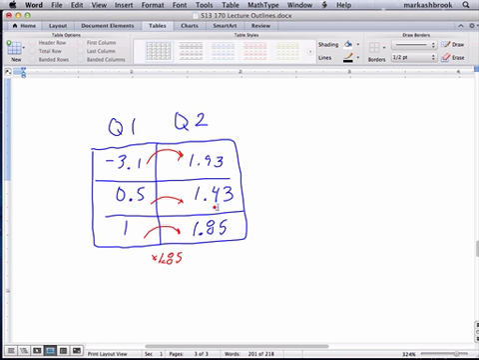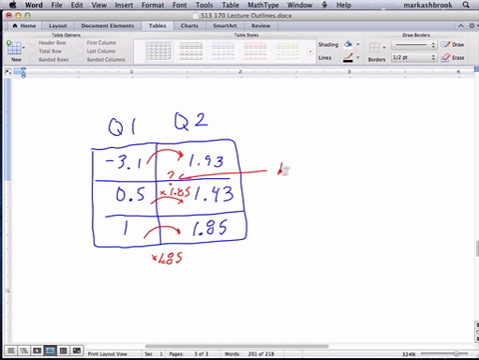So what would have to be true if we got proportional quantities? Say the second row. Anything in Q1 would have to be multiplied by 1.85 and equal that Q2. That's right. So the question is, does 0.5 times 1.85 equal 1.43? No. So we're asking the question: does that work?